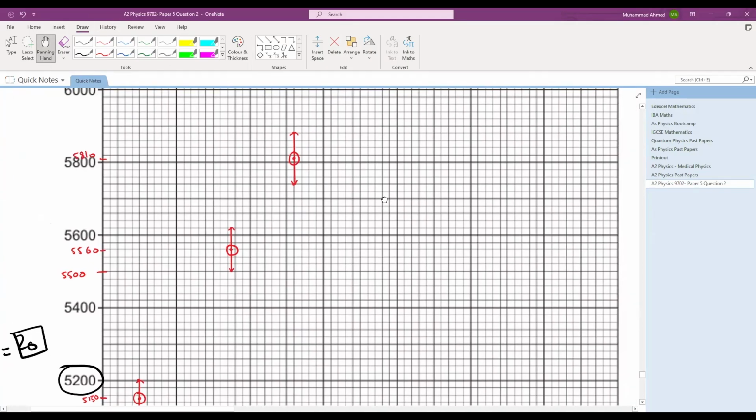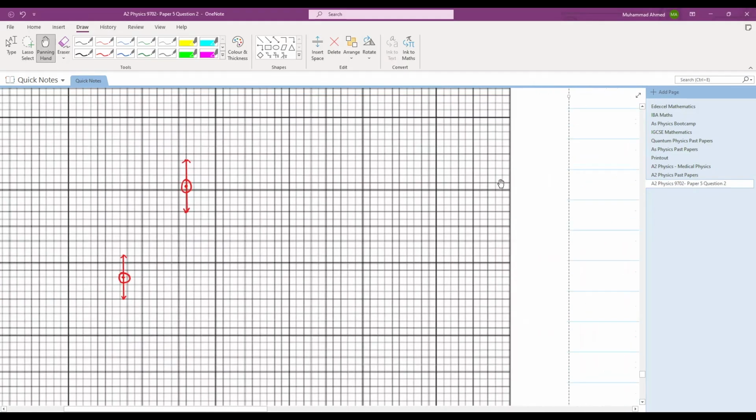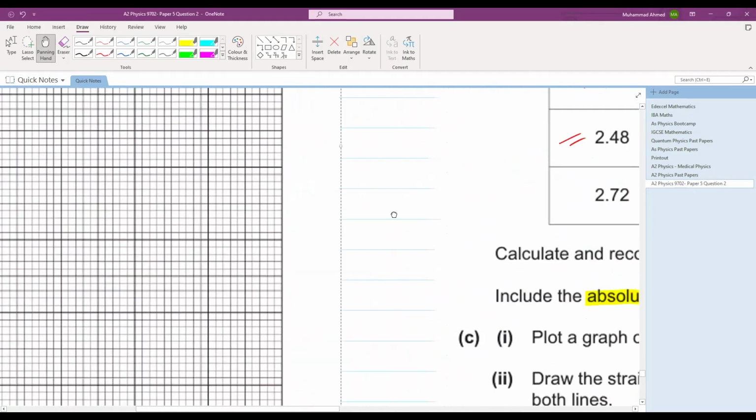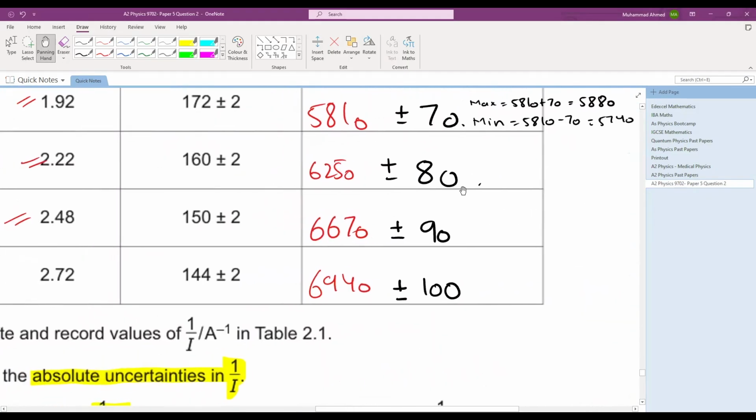Perfect. Now, let's plot the error bar for the fourth row, I guess. Yeah, for the fourth row as well. If you see here, what will be the maximum value here? Maximum value is 6250 plus 80. Now, some students are mentally gifted. If you can do it mentally, that's a plus point.